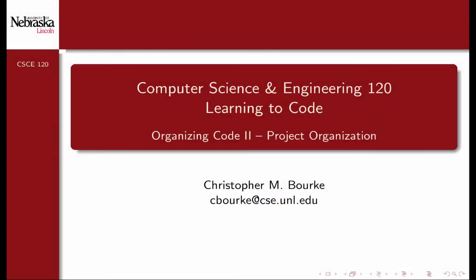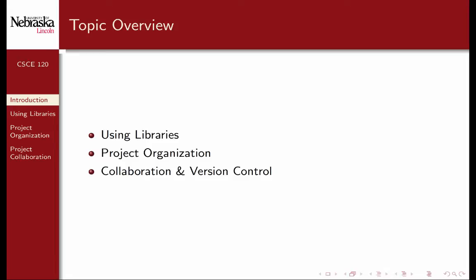Welcome back to Computer Science and Engineering 120 Learning to Code. This is Module 13, Organizing Code Part 2, Project Organization. In this module, we look in detail about the issues involved when using libraries and other frameworks. We'll also look at project organization and best practices. Finally, we'll talk about collaboration and version control using Git.